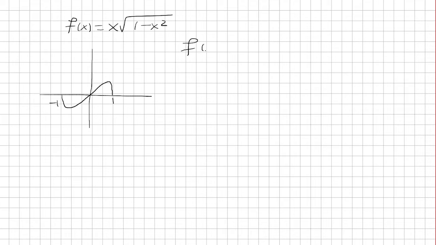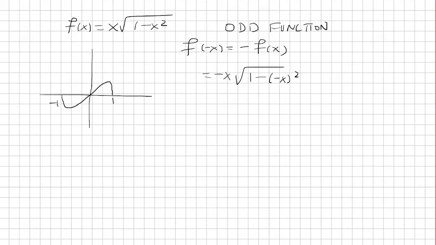And to prove that, let's look at f of negative x, and we want to show that's equal to negative f of x. Okay, so this is basically a definition of being an odd function. So f of negative x will be negative x, and then times the square root of 1 minus, and then replace x with negative x. Now the square is going to cancel this negative inside, so that's going to be positive x squared. And so this is equal to negative f of x.